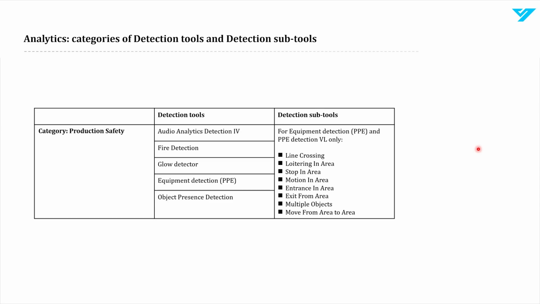The next category of detection tools is related to production safety. It is mainly used to detect fire and light.